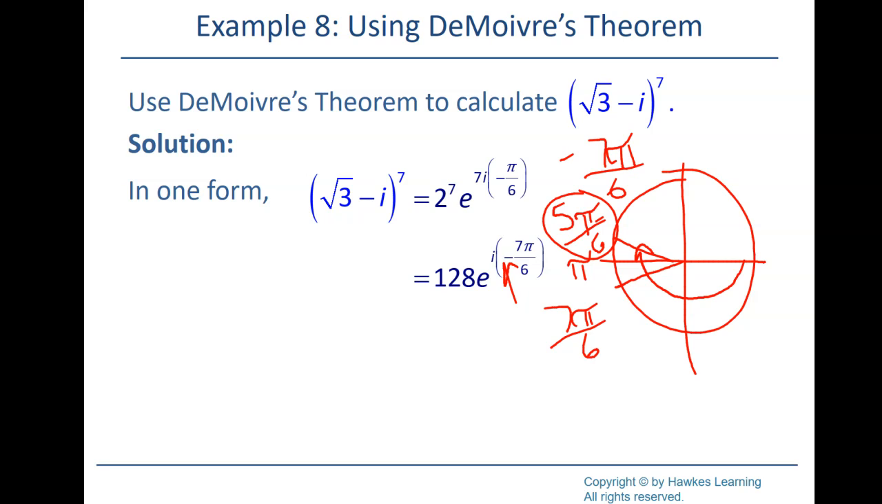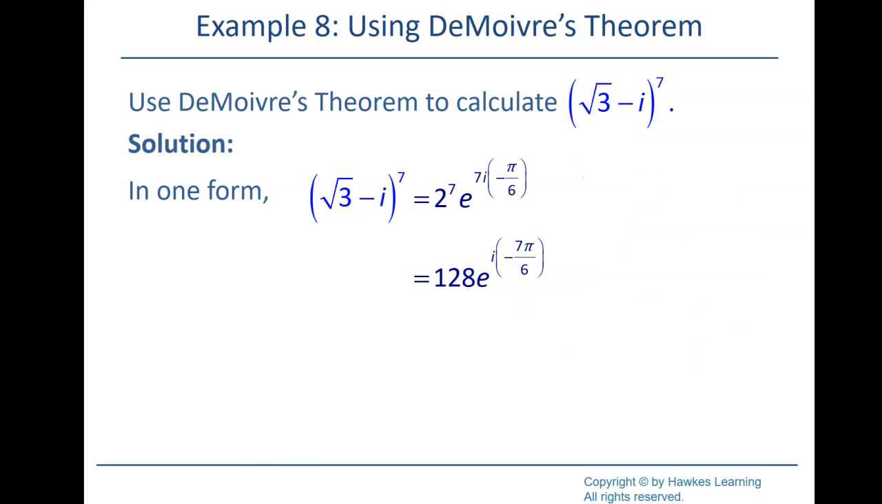And so if we would end up at the same place with positive 5 pi over 6 as we would with negative 7 pi over 6, then that's a simpler form. So we would write this as e to the i 5 pi over 6, just to make it less negative. Just simplification, just like in algebra.